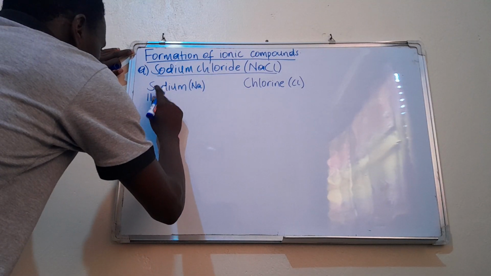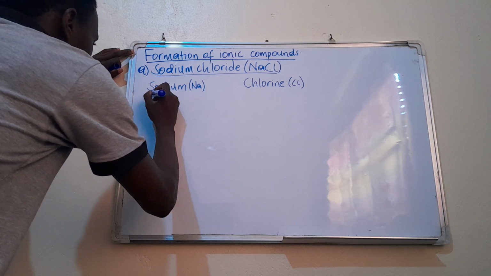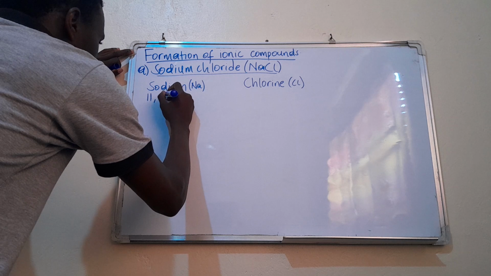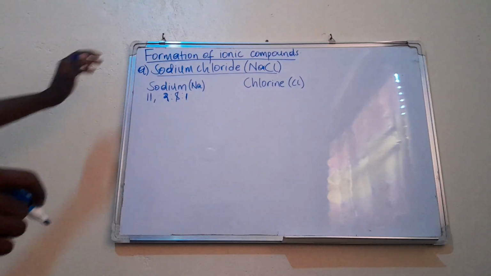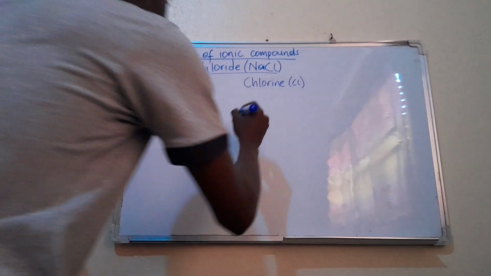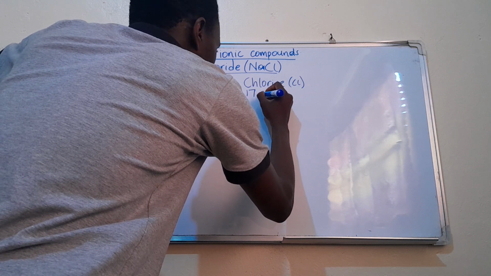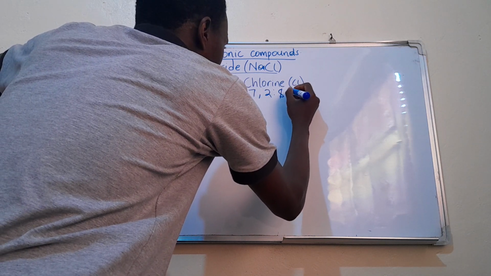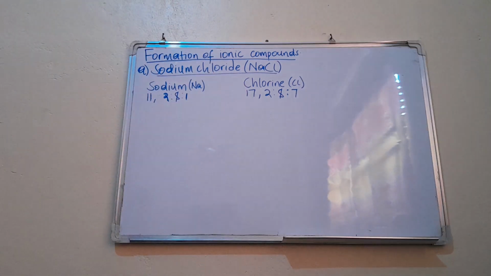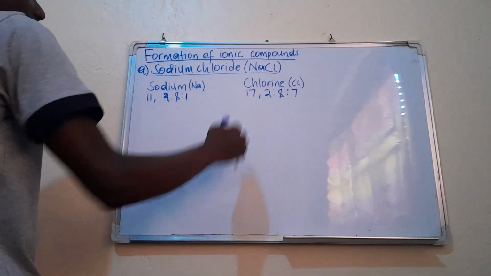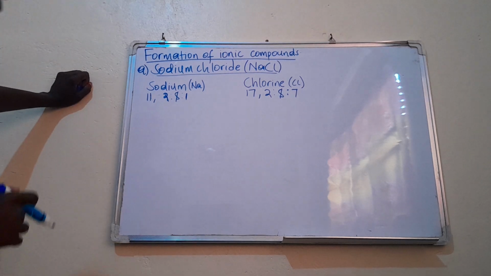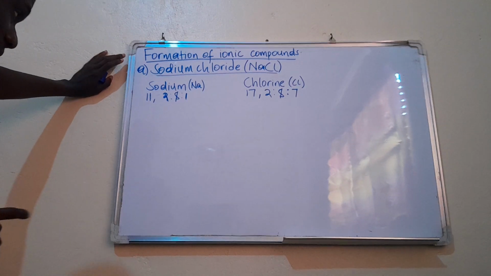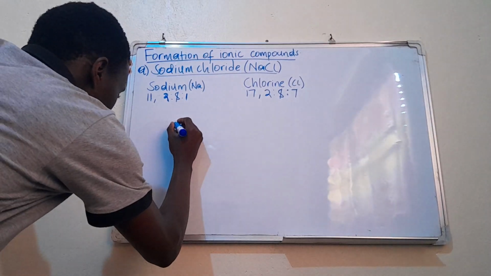and it has electronic configuration 2, 8, 1. Then chlorine, element 17, has electronic configuration 2, 8, 7. So this is the electronic configuration of sodium, and this is the electronic configuration of chlorine.